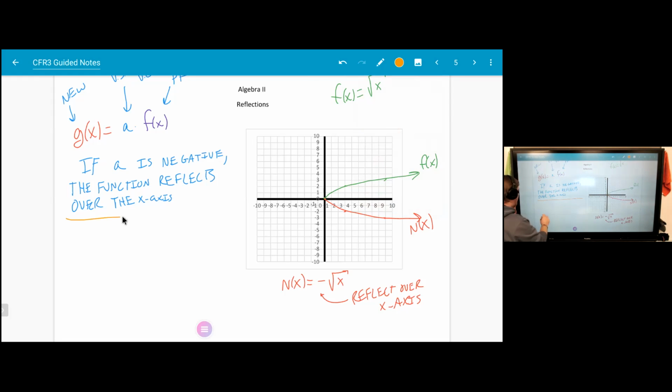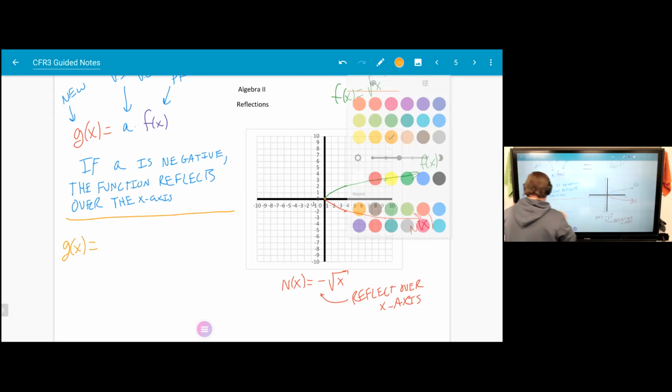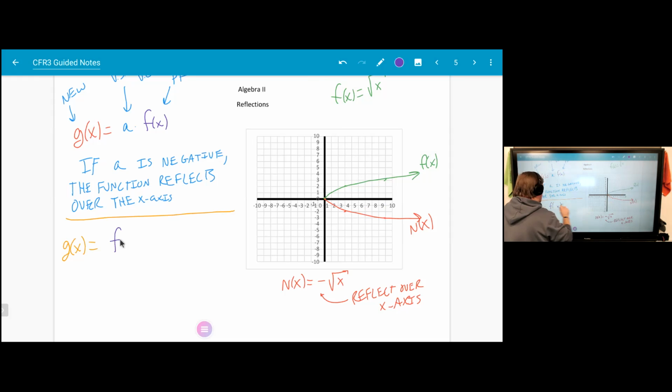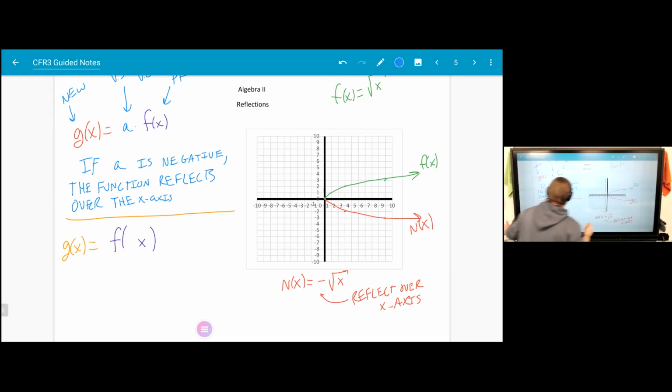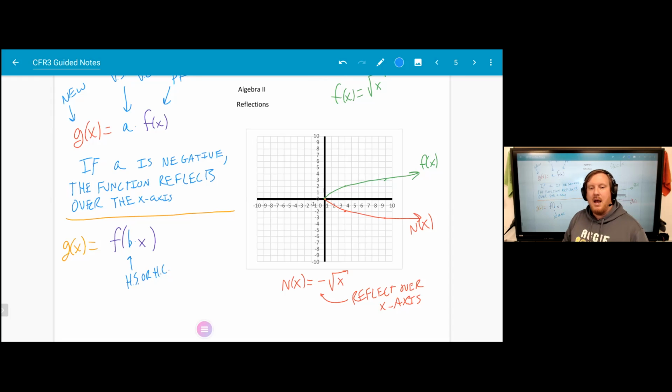We're going to come back to this g of x equals, in purple, and that value we're going to roll with blue. Why not? B times x. That B value is our horizontal stretch or horizontal compression, depending if that value is bigger than 1 or between 0 and 1.